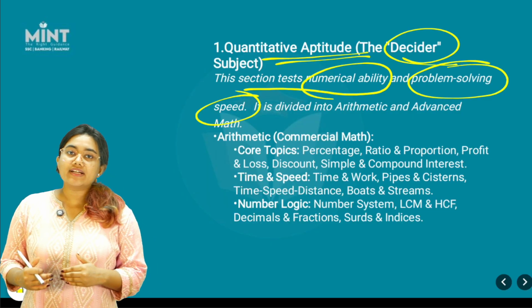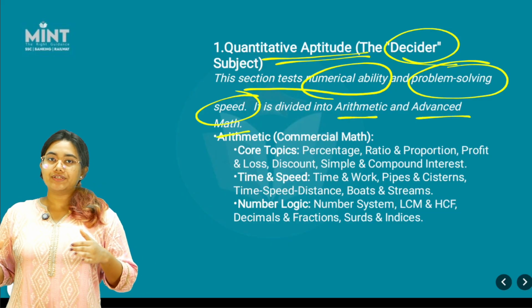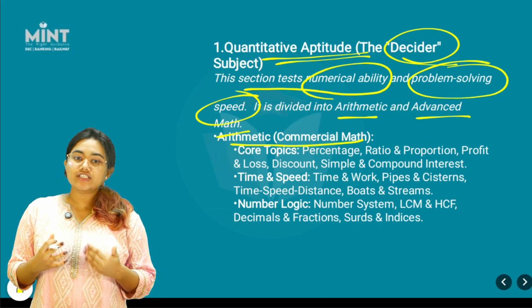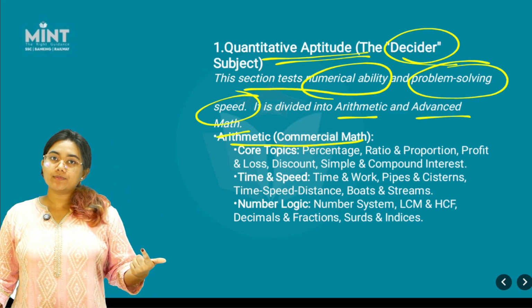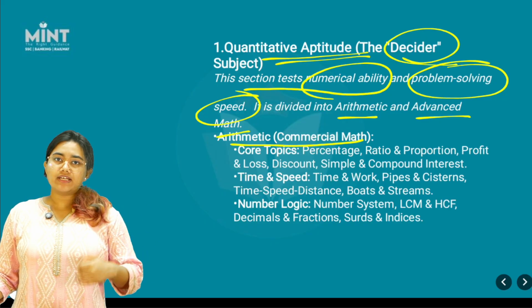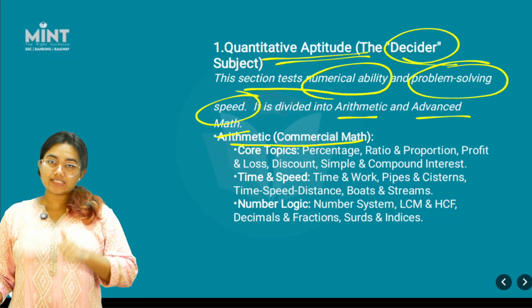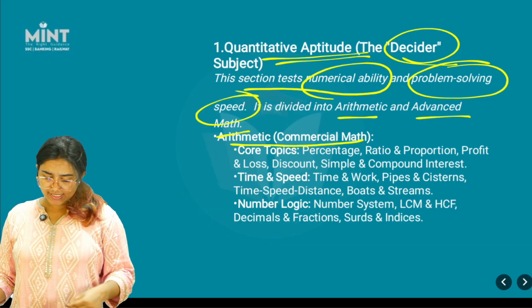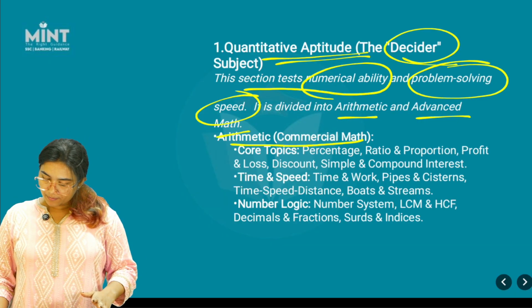What we generally divide quantitative aptitude into is arithmetic and advanced math. So there are 2 portions to quantitative aptitude, arithmetic and also advanced math. When we look at arithmetic, which is the commercial math part, the core topics are percentages, ratio and proportion, profit and loss, discount, simple and compound interest, time and speed, where you will have things like time and work, pipes and cisterns, time, speed, distance, boats and streams, all of that. And there's also number logic, things like number system, LCM, HCF, decimals and fractions, surds and indices, all that will be covered in the core topics of arithmetic.